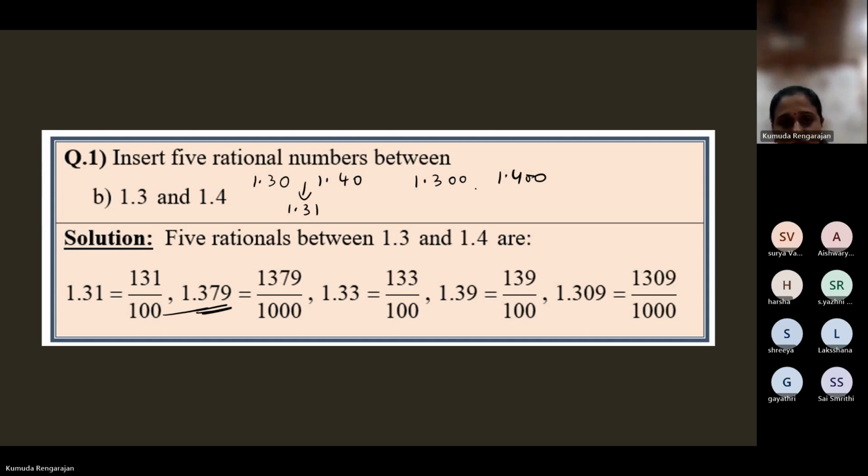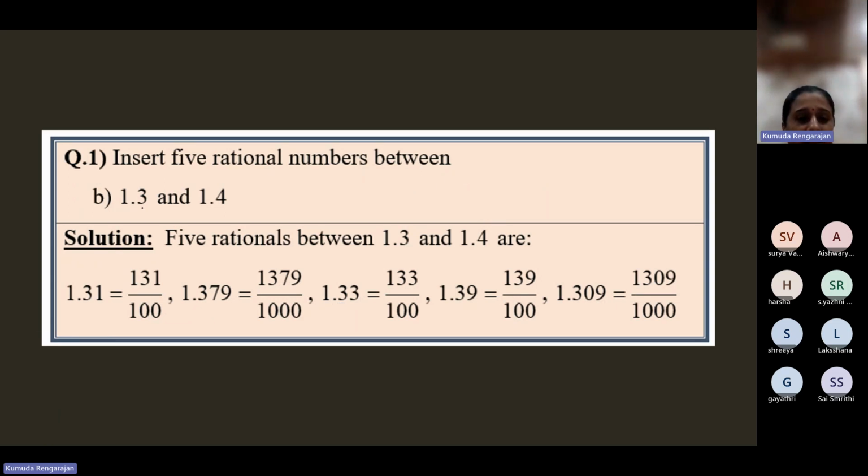For the second one, this one, 1.300, 1.400, right? So between this is 1.379. Between 300 and 400, 379. This also is between 30 and 40, 1.33, between 1.30 and 1.40. This one also, 30 and 40, 39. This one is 309, between 300 and 400, 309.